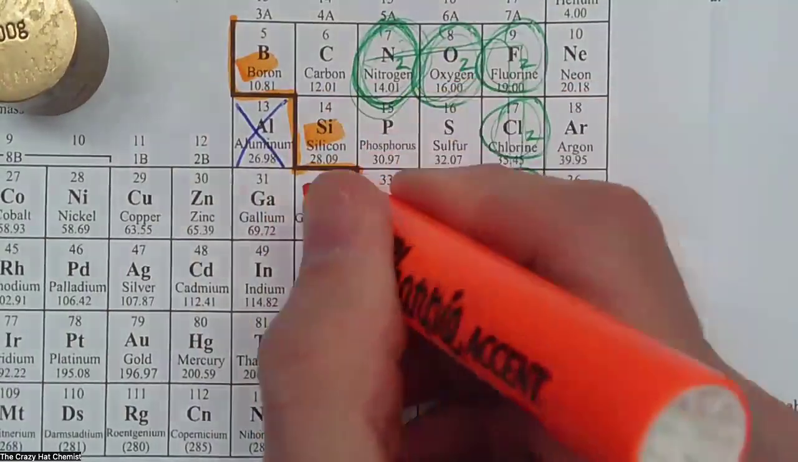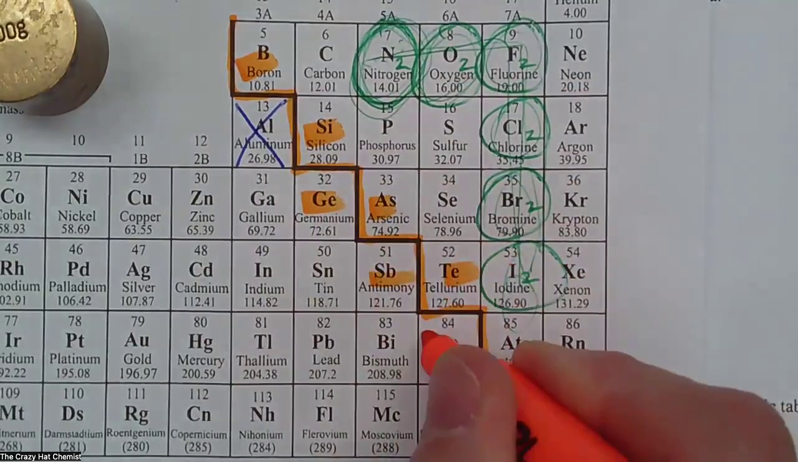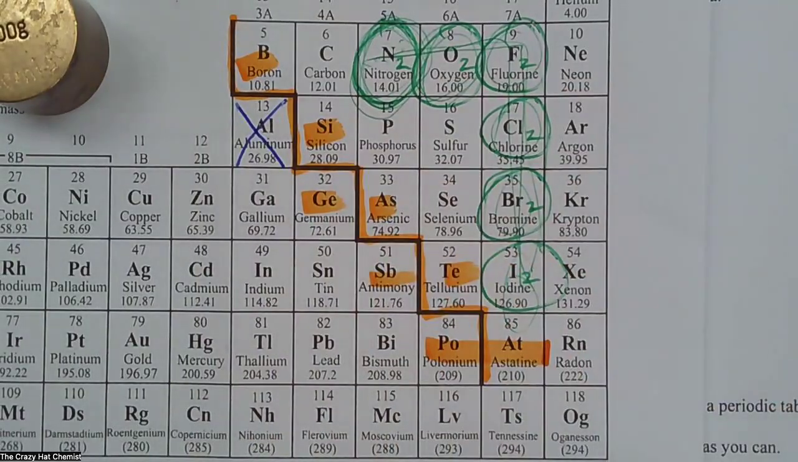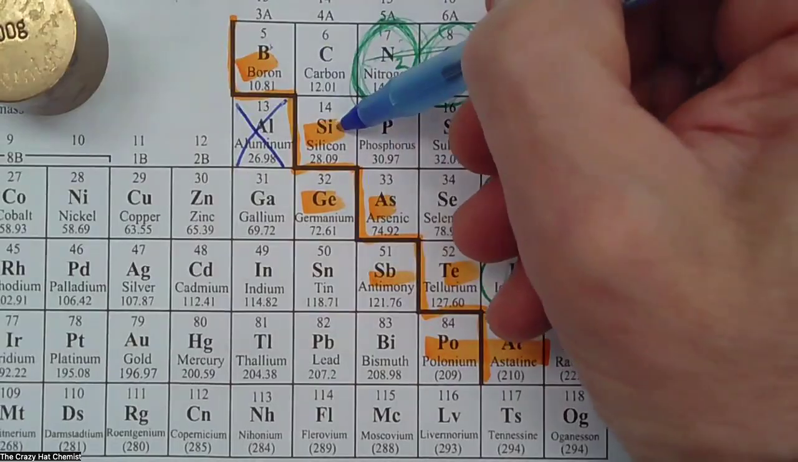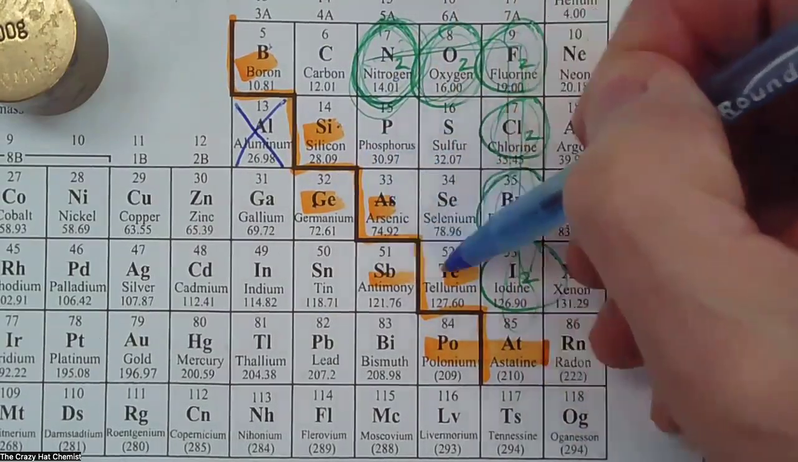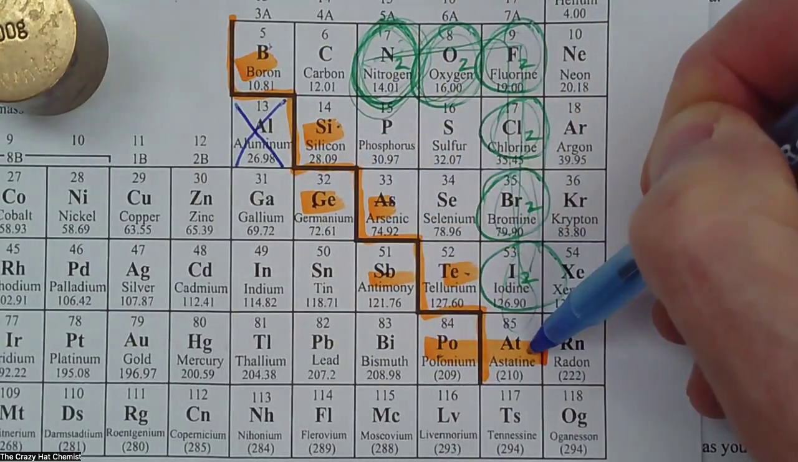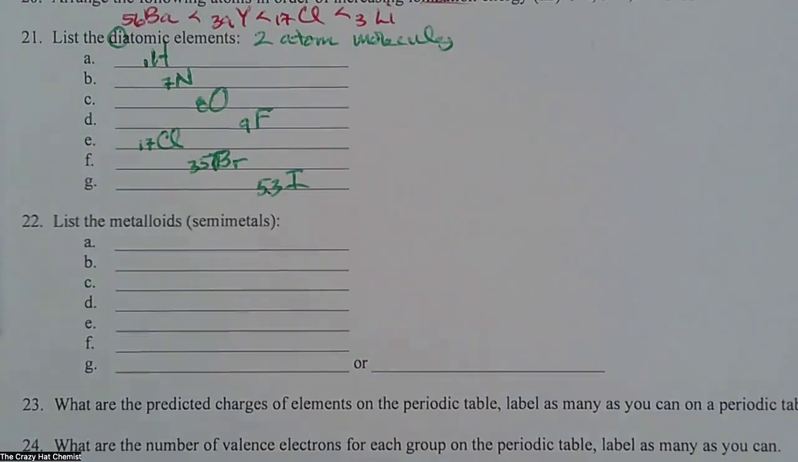1, 2, 3, 4, 5, 6, and one of these is 7. So that is boron, silicon, germanium, arsenic, antimony, tellurium, polonium, or astatine. So I'm going to write those down.